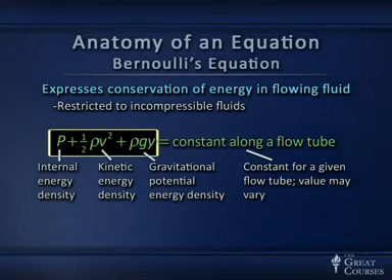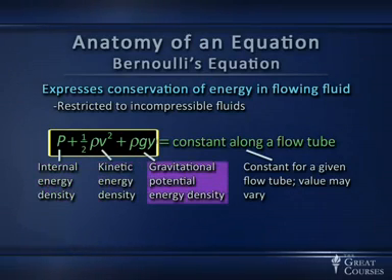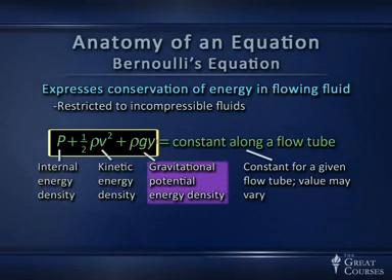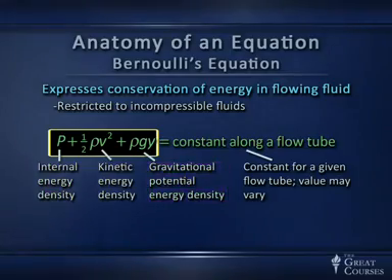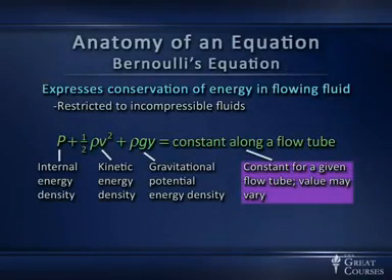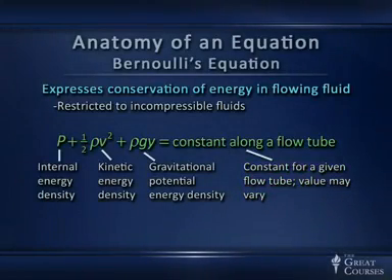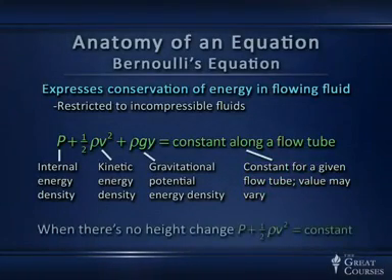That quantity is constant along a flow tube. The pressure, an internal energy density, the kinetic energy density plus the gravitational potential energy density, those add up to a constant, but individually they can change. You can change energy back and forth among different forms in this flowing fluid. And that's what we want to look at in a little bit more detail. That constant, again, is a constant for a given flow tube. It may vary from flow tube to flow tube, but as you move along one flow tube, that quantity stays the same.